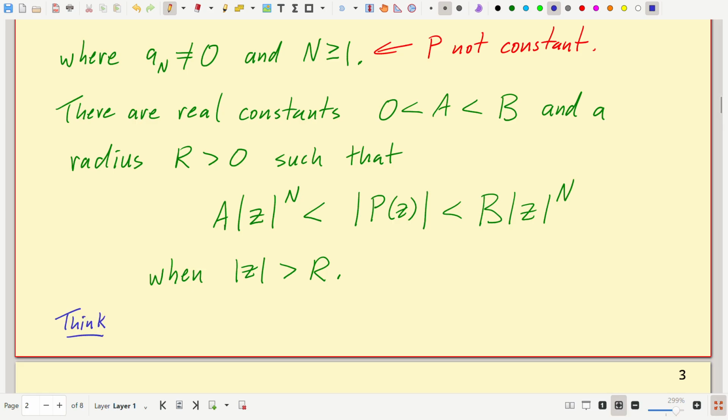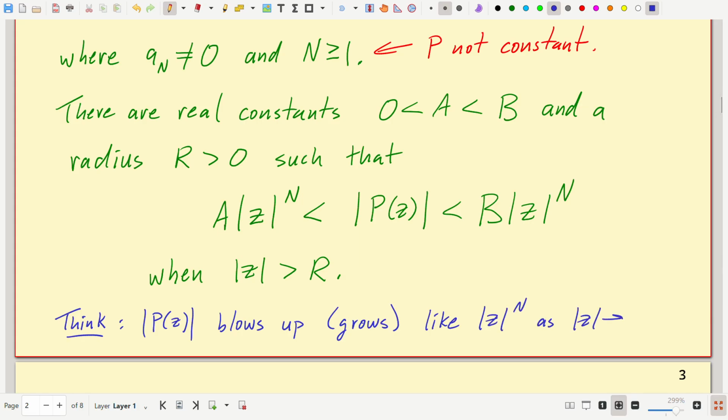Think the modulus of p of z blows up or grows like mod z to the n as the modulus of z goes to infinity.